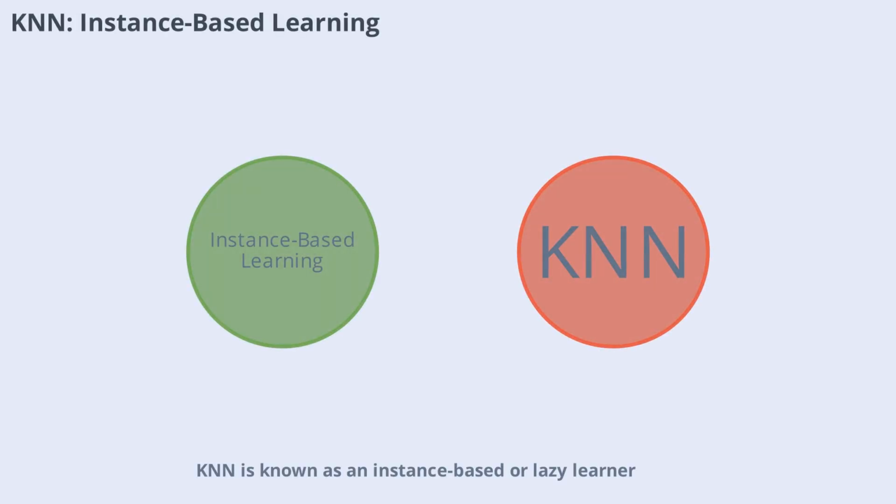KNN is known as an instance-based or lazy learner because it does not build a model during training. Instead, it stores all the training data and makes predictions by comparing new data points to the stored examples. This makes KNN simple to implement but potentially slow at prediction time, especially with large datasets.